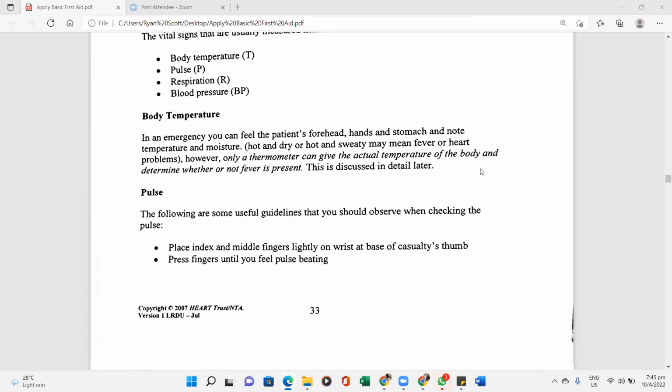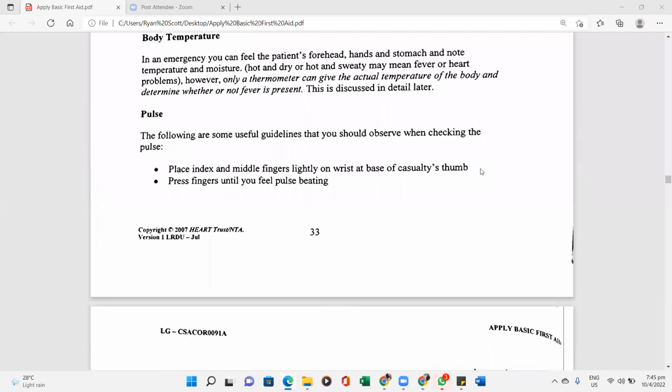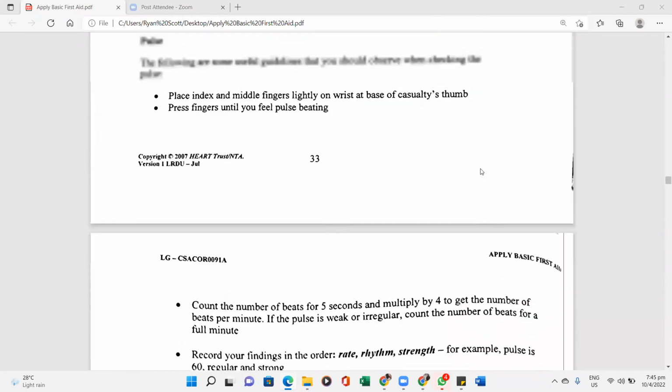Okay, scroll down. Body temperature, you know that you use a thermometer, right? What you're checking for is a fever. All right. It says in the case of an emergency, you can feel the person's forehead or the stomach or the hand, okay, to see if it feels warm to touch. Otherwise, you use a thermometer. Scroll down. Pulse.